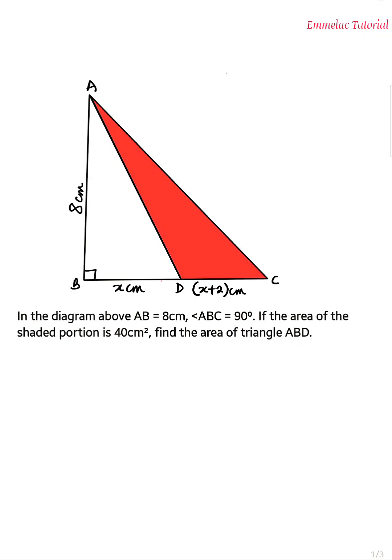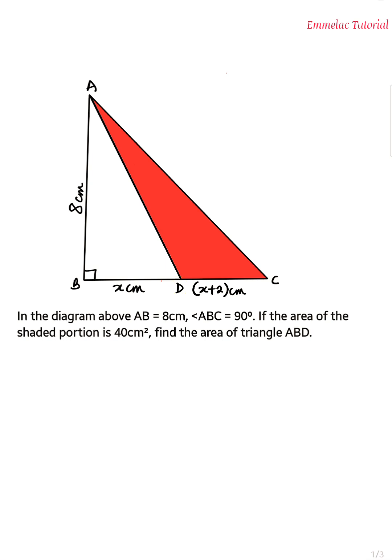Now let us look at this interesting maths question. It reads that in the diagram above, AB is equal to 8 centimeters, which is this. And angle ABC equals 90 degrees, which is this. So this is angle ABD.